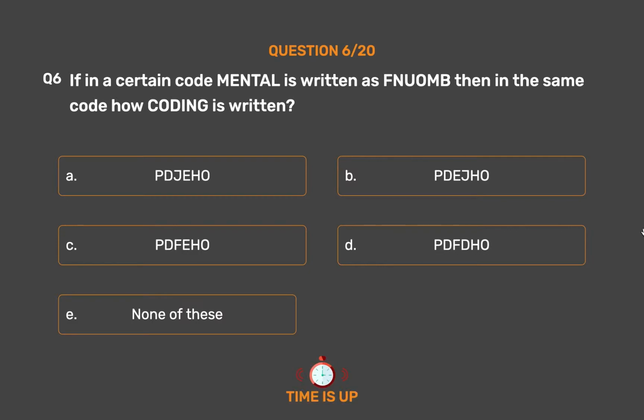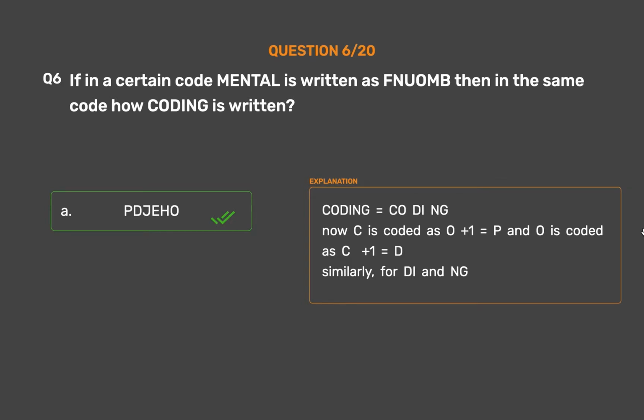The correct answer is Option A. Bjeho. Coding equals CO, DI, NG. Now C is coded as O plus 1 equals P, and O is coded as C plus 1 equals D. Similarly for DI and NG.